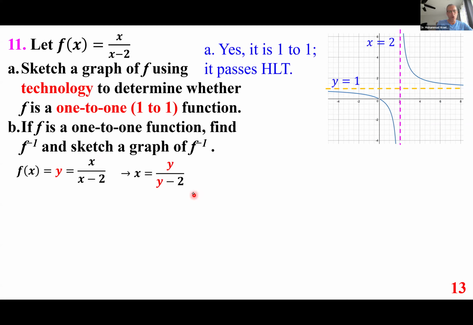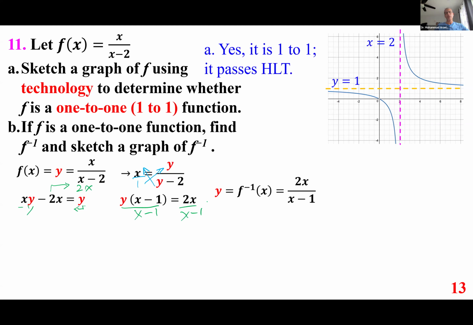However, we solve for y by cross product. So x times y minus 2 becomes xy minus 2x. Y times 1 becomes y. Because we are solving for y, we're going to move things around as follows. So we move this, and it becomes negative y, and this one becomes positive 2x on the right. We factor the y out, and we divide both sides by x minus 1, and we call it f inverse.